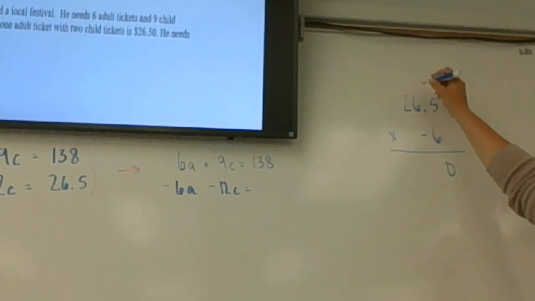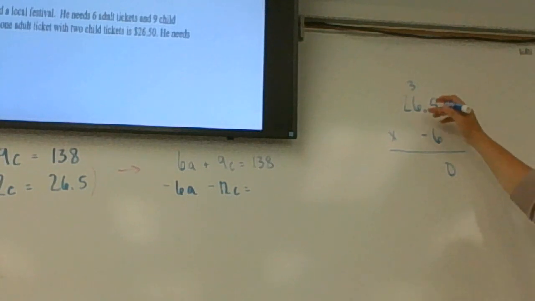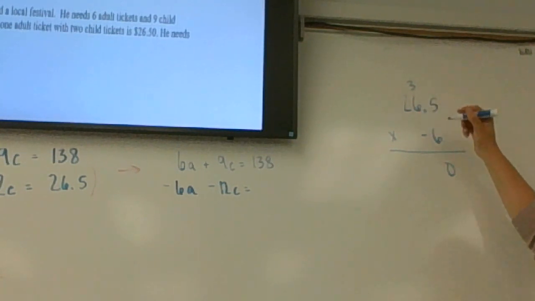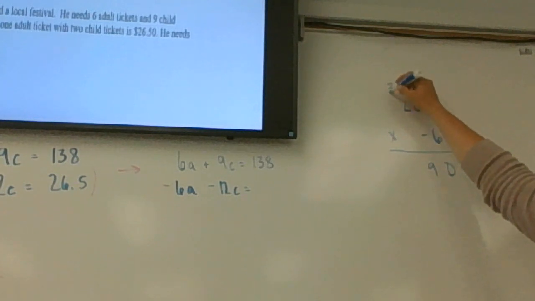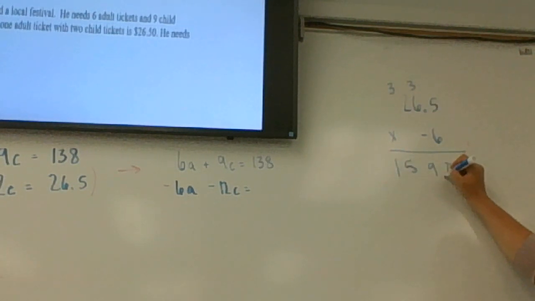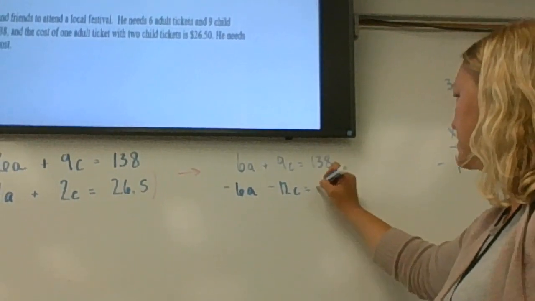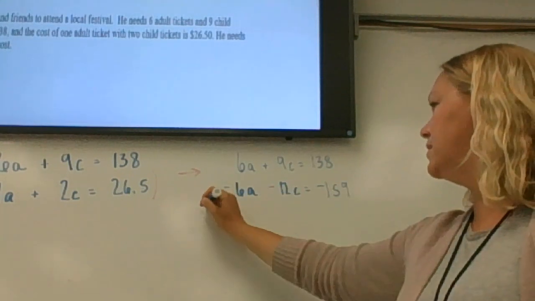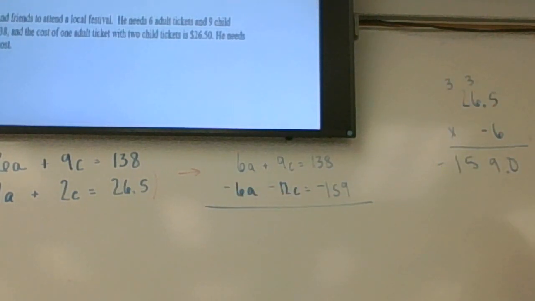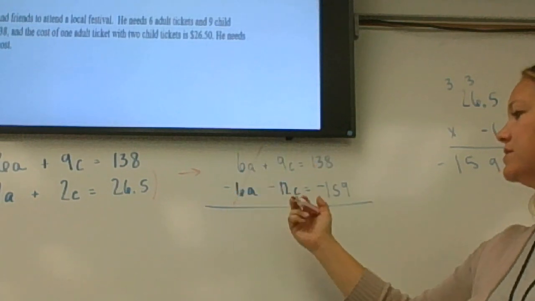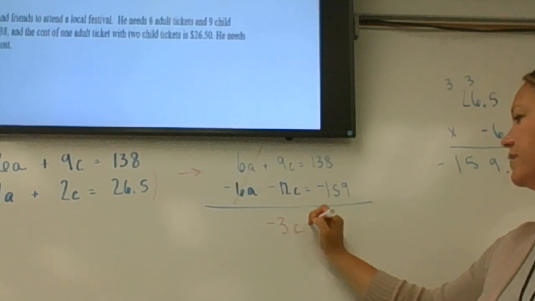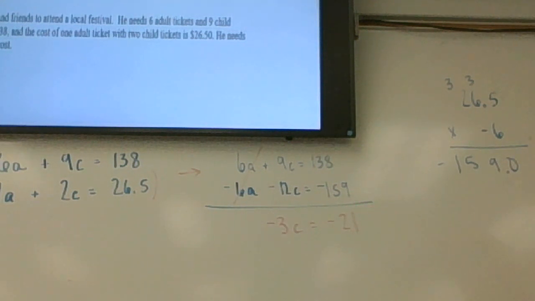6 times 5 is 30. Yeah, well, 6 times 6 is 36, plus 3 is 39. 6 times 2 is 12, plus 3 is 15. So it's -159. And then we're going to add down. And that a is eliminated. That was the goal. We have -3c equals -21. Divide by -3. And c is 7. So each child ticket costs $7.